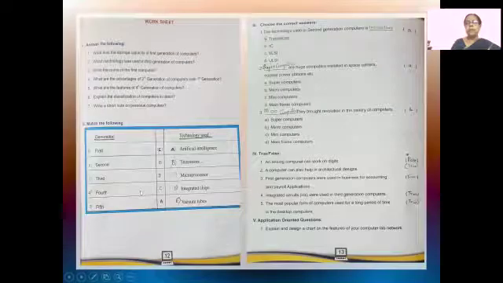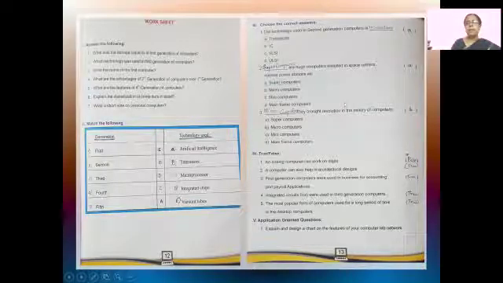Okay. So first generation computers, what do they use? Vacuum tubes. Second generation used transistors. Third generation used integrated chips. And fourth generation used microprocessors. Fifth generation uses artificial intelligence.